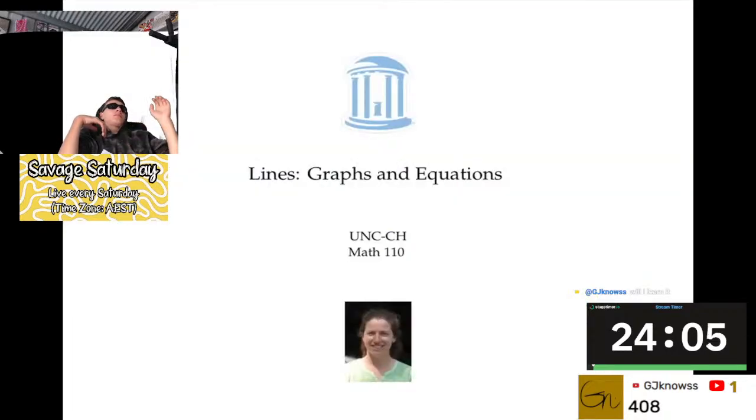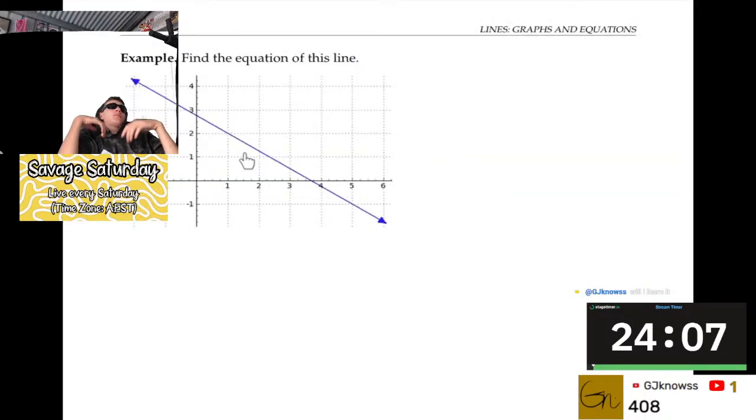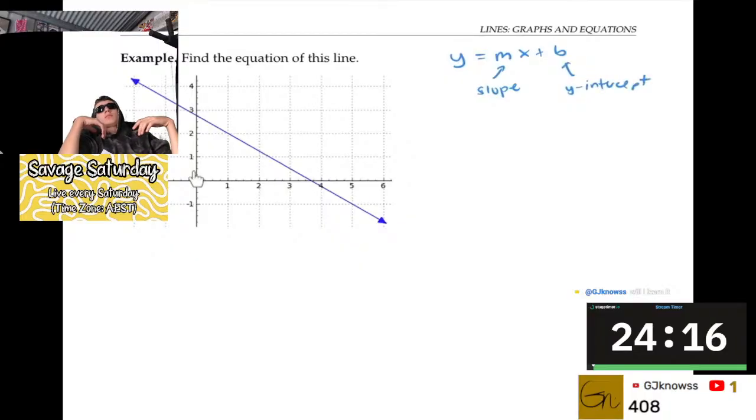This video is about graphs and equations of lines. Here we're given the graph of a line. We want to find the equation. One standard format for the equation of a line is y equals mx plus b. Here m represents the slope, and b represents the y-intercept, the y value where the line crosses the y-axis.